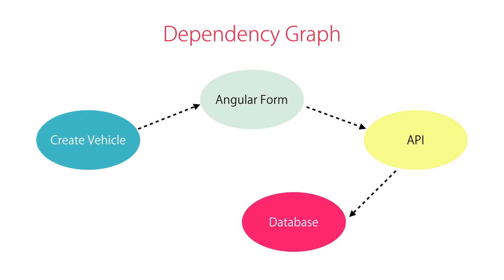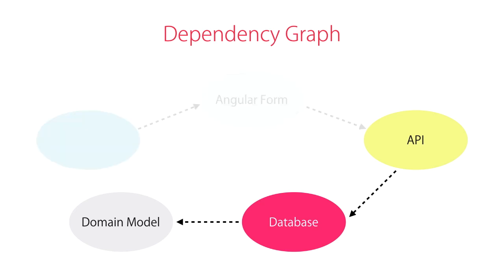But how do we create our database? We're going to use Entity Framework Code First Migrations. So first we create our domain model and then use Code First Migrations to generate or update our database. So this is the approach that I always follow in every project.